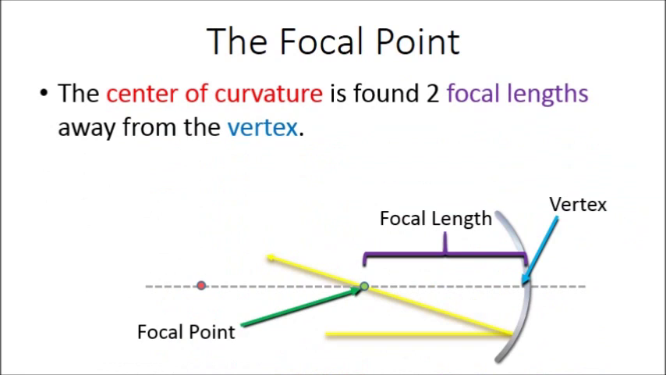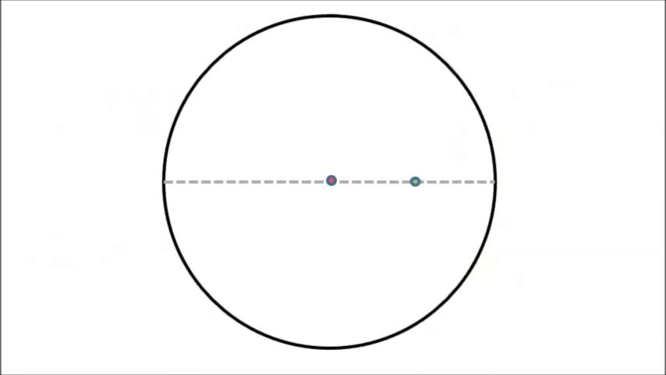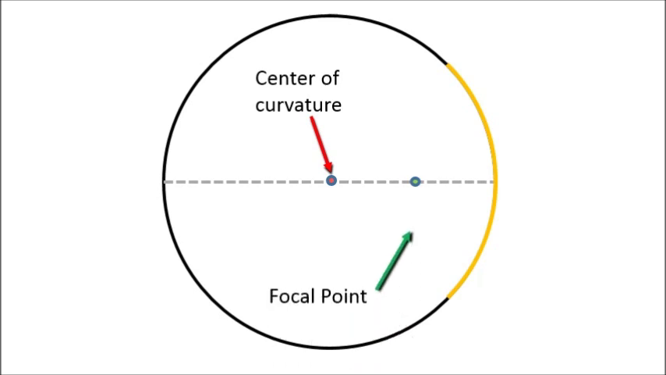Now the center of curvature is found 2 focal lengths away from the vertex. So if we go one more focal length away, that's the center of curvature. What the center of curvature is, basically, is if the mirror was a full circle instead of just a segment, like this, that yellow part there is the mirror. The center of curvature right there is the exact center of that circle. So it's the center around which the mirror is curved, basically. And the focal point is halfway in between.